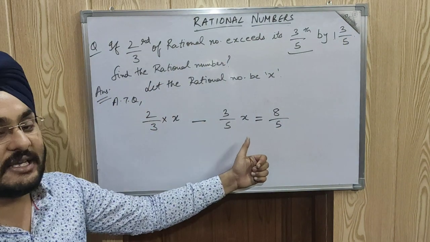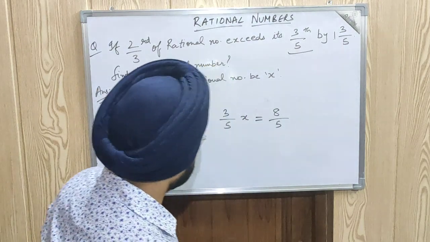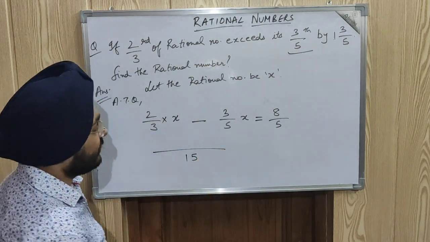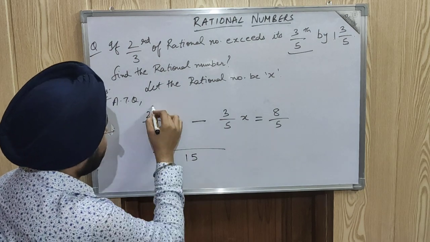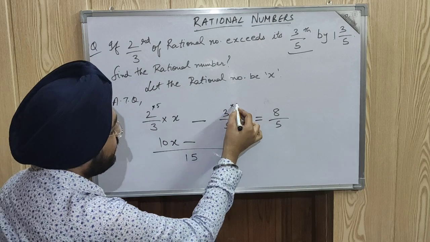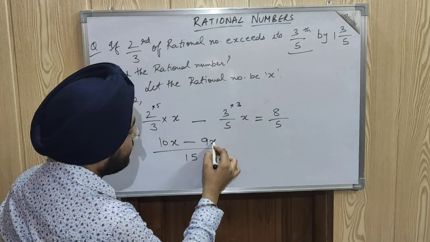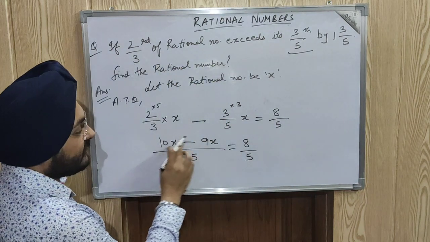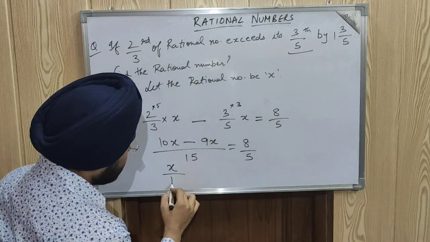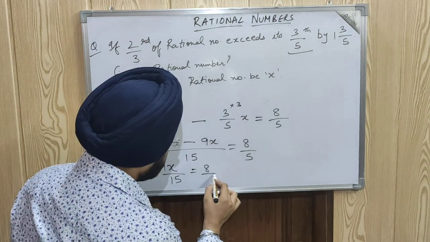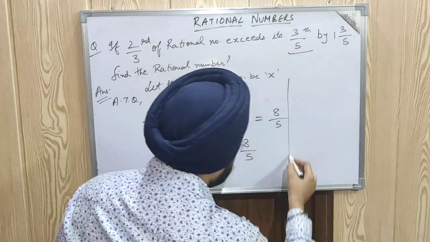So on solving this, we can find the value of x. How to solve? Taking the LCM of 3 and 5, that will be 15. So 5 multiplied by 2 is 10x, and 3 multiplied by 3 is 9x. This will be 8 by 5. So 10x minus 9x will be 1x or x only. So this will be equal to 8 by 15.